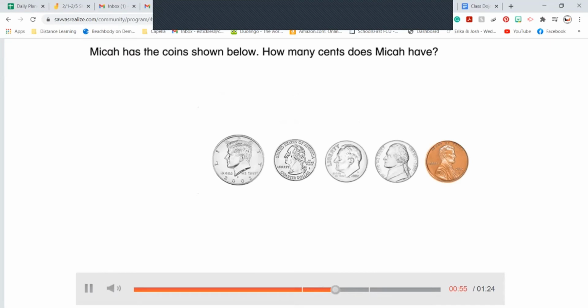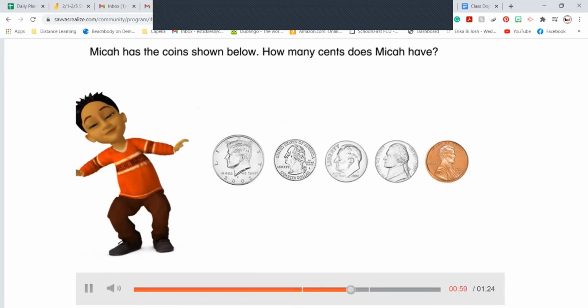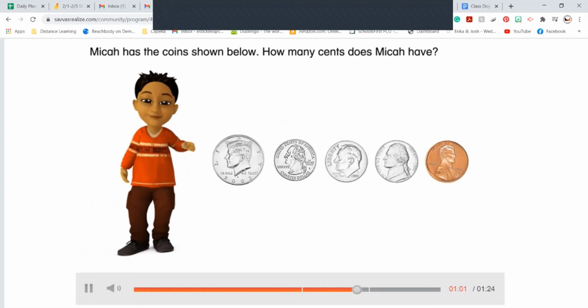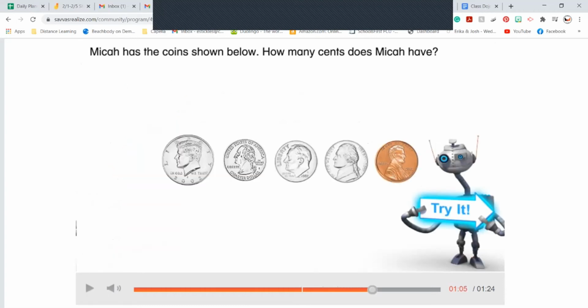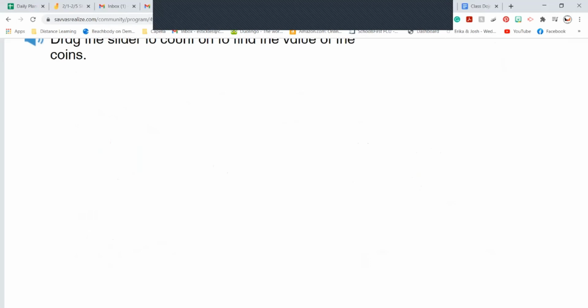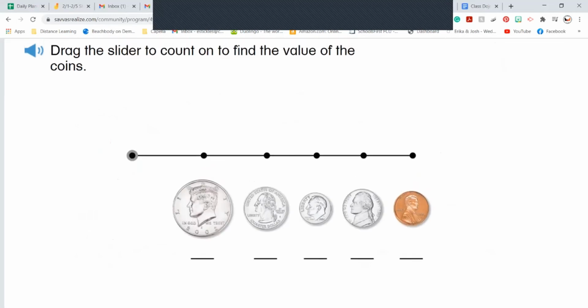Micah has the coins shown below. How many cents does Micah have? Think about it. Let's try it out together. Drag the slider to count on to find the value of the coins. Notice that we have some of the biggest coins that are worth the most first. So let's see.